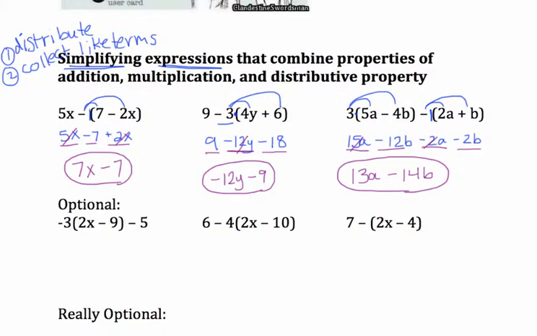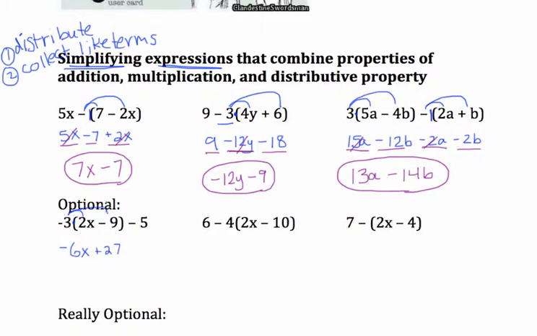If you're getting this, you can feel free to stop right now. Otherwise, I will do a few more as practice. First, distribute. I have my negative 3 times this parenthesis. Negative 3 times 2x is negative 6x. Negative 3 times negative 9. A negative times a negative is a positive 27.